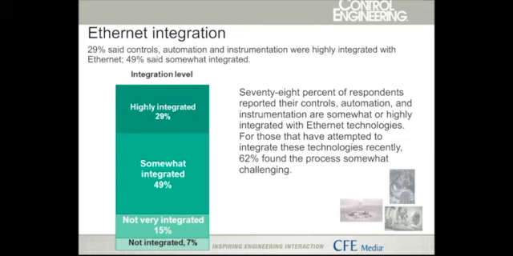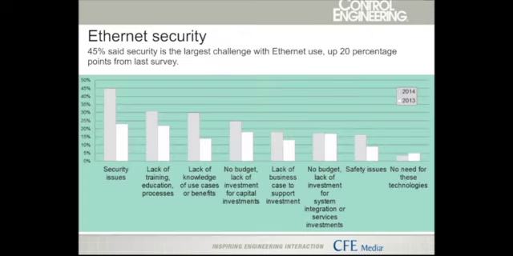As for Ethernet integration with automation, controls, and instrumentation, 29% said they were highly integrated in their installations, and 49% said somewhat integrated. Among the challenges when implementing Ethernet, security topped the list, and it's a much greater concern among these respondents than respondents to the survey a year before. You can see some of the other concerns in the graphic there.